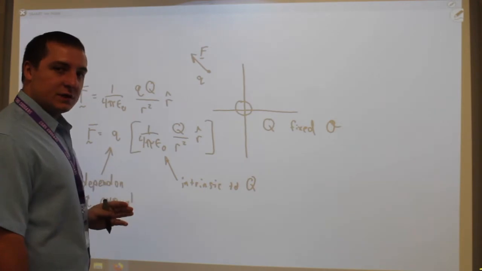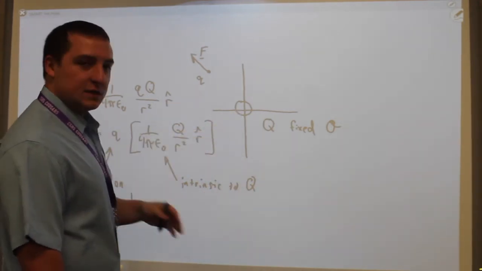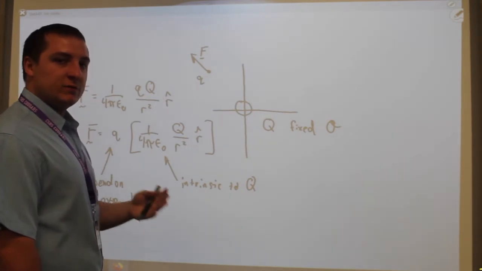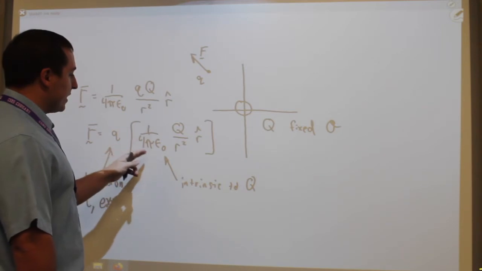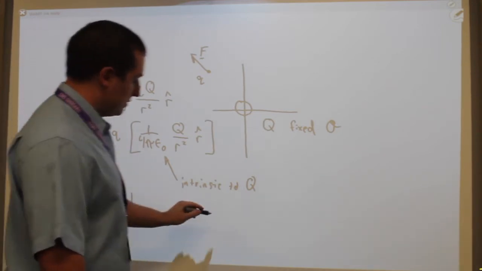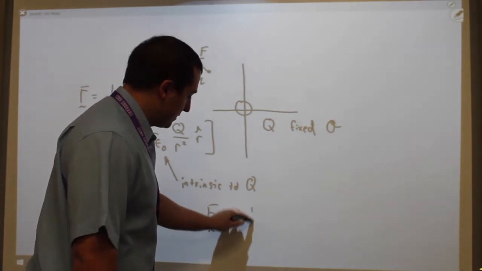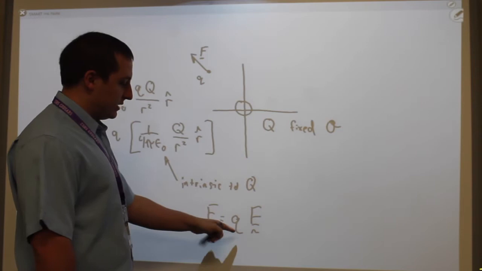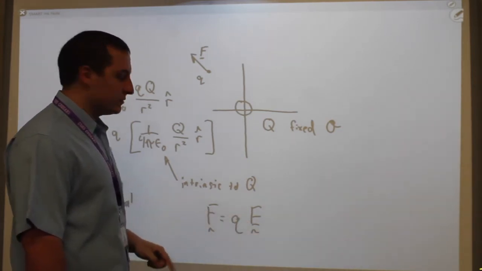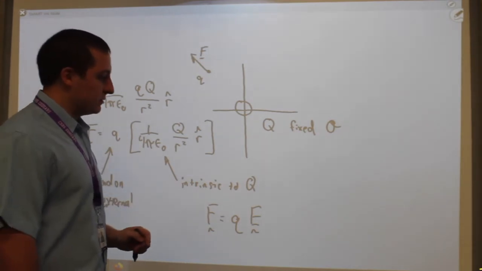This is what's called the electric field. So we say that big Q here has an electric field that it produces just by virtue of it being charged. And another way to define the electric field is to say that the force experienced by the test charge, q, is that charge times the electric field, just like we have here. So this is another way to define it.